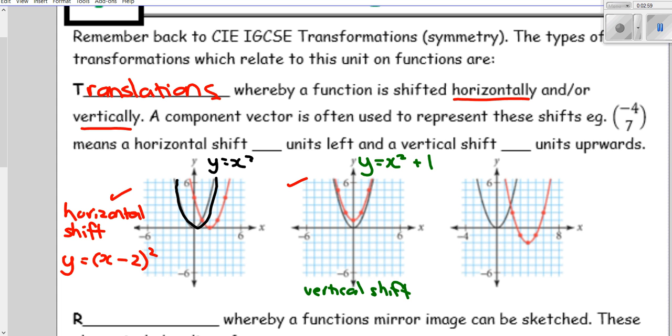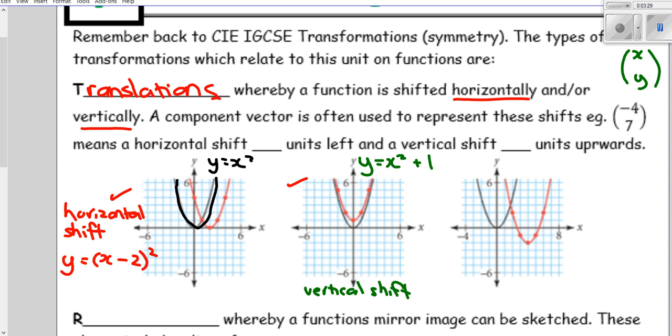A component vector is often used to represent these shifts, for example, minus 4, 7. Remember component vectors are in the form of x, y. So in that particular example, that means a horizontal shift, and the vector follows the signs. So if this is a horizontal shift, negative 4, is that to the left or the right? Right. Close? It follows the signs. Yeah, so that's what's confusing.